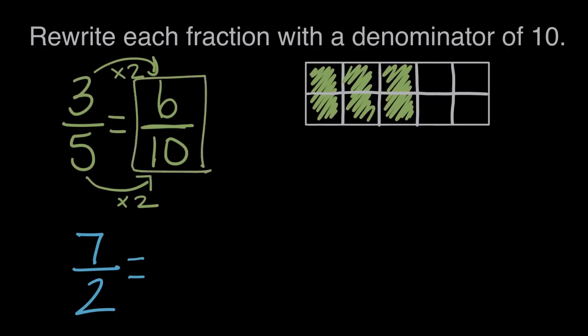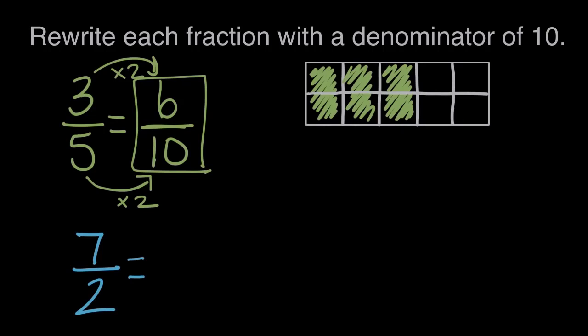3/5 is equal to 6/10. And again, we didn't change the fraction. We didn't change how much was shaded. 3/5 and 6/10 represent the same amount. We just changed the denominator and wrote it a different way. So 3/5 can be rewritten in tenths as 6/10.